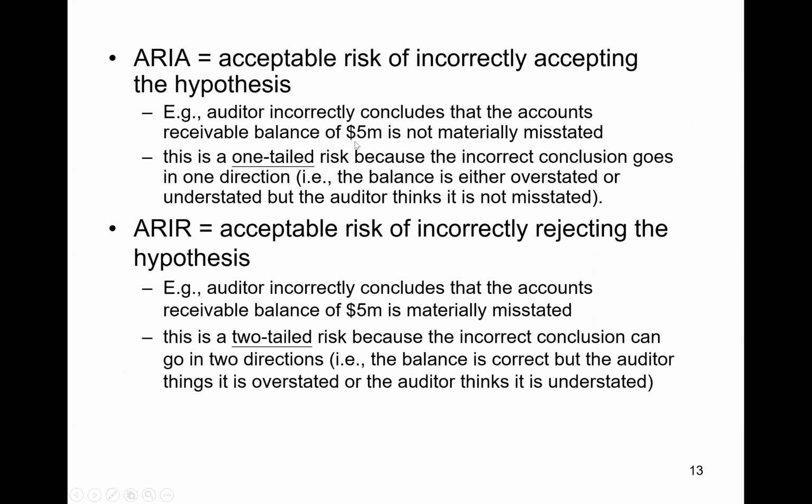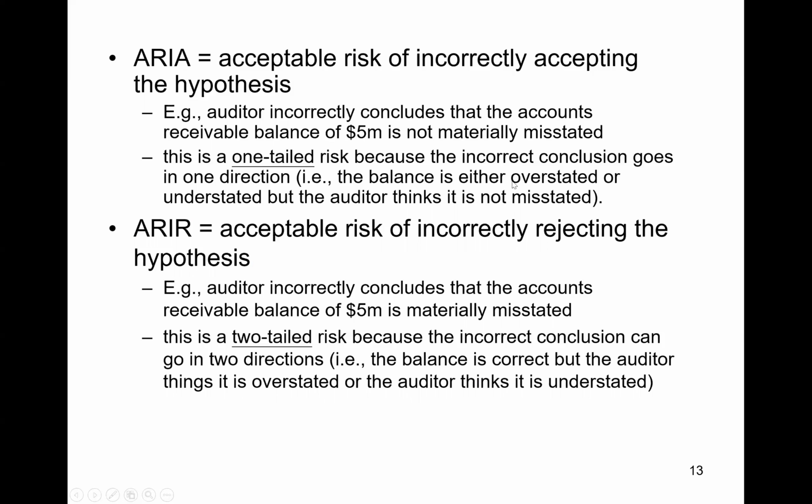That amount is misstated, materially misstated, but the auditor incorrectly concludes that it's not materially misstated. So that would be a type 2 error. Now this type of risk is a one-tailed risk. Why is that? Well, the reason is because the auditor's incorrect conclusion can only go in one direction. The auditor is concluding that the amount is correct and the auditor is wrong, but the auditor can only be wrong in one way.